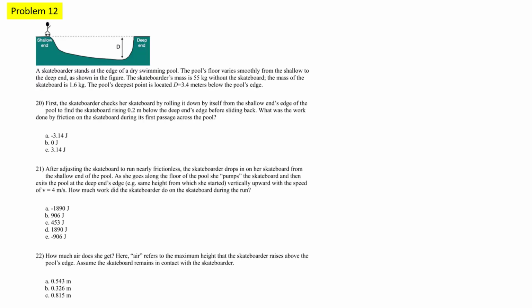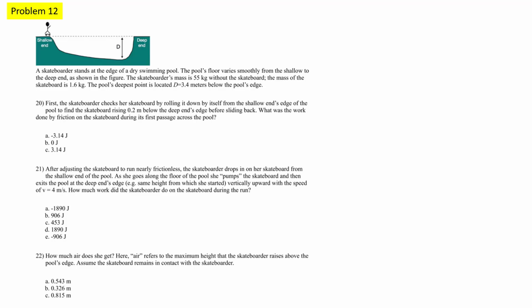All right, here's problem 12. We have a skateboarder who stands at the edge of a dry swimming pool. The pool's floor varies smoothly from the shallow to the deep end, as shown in the figure. The skateboarder's mass is 55 kg without a skateboard. The mass of the skateboard is 1.6. The pool's deepest point is located at a distance d, 3.4 meters below the pool's edge.